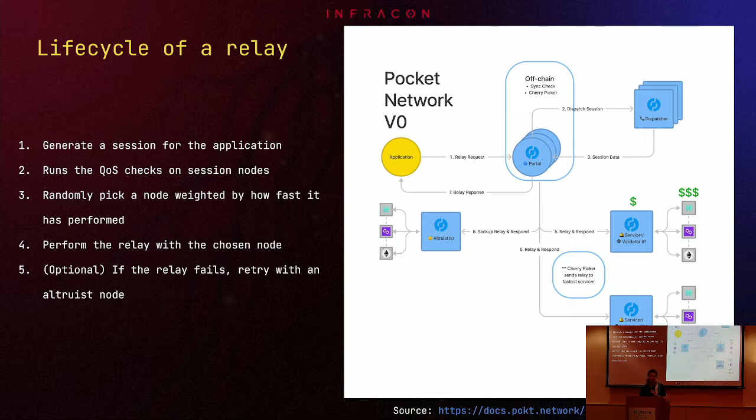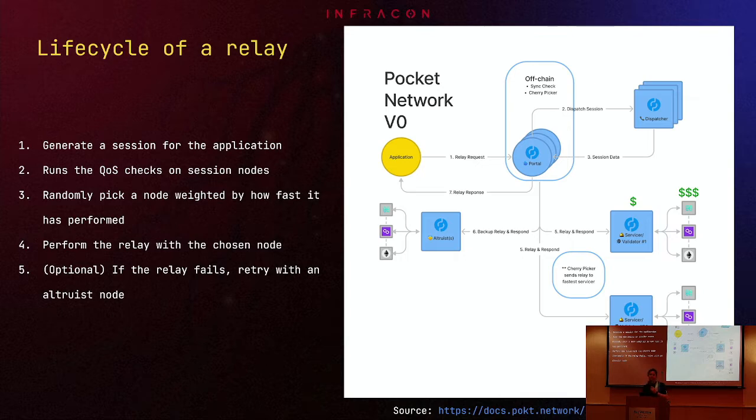Those servers are no more than a set of Pocket nodes that we use to only perform the dispatch operation, which is the operation that is made in order to generate a new session. After we basically have the session and the nodes of that session, we start performing the quality of service checks on all of those nodes, discarding those that either didn't respond on time or maybe answered with a wrong answer, whatever that is.